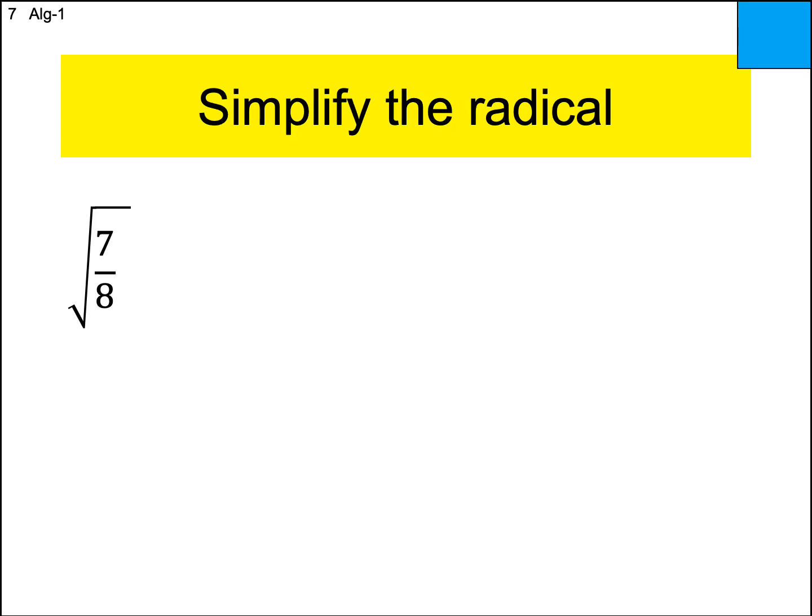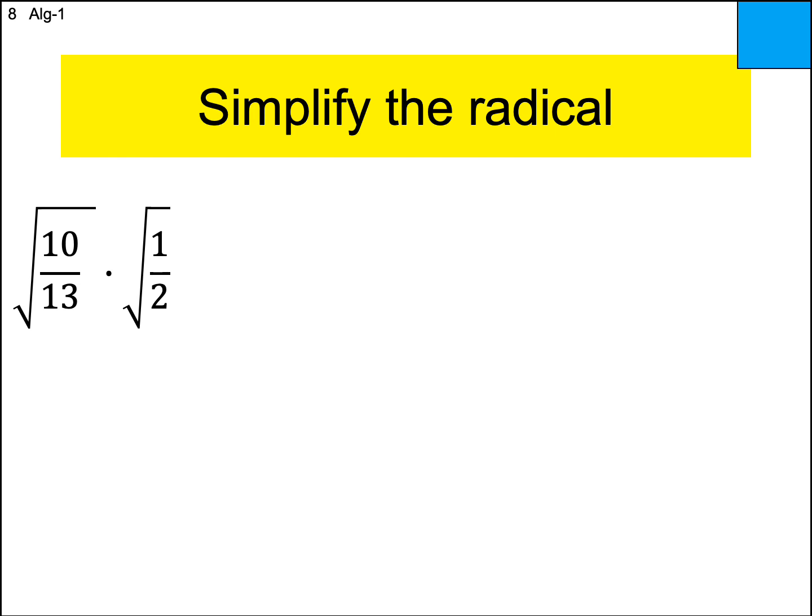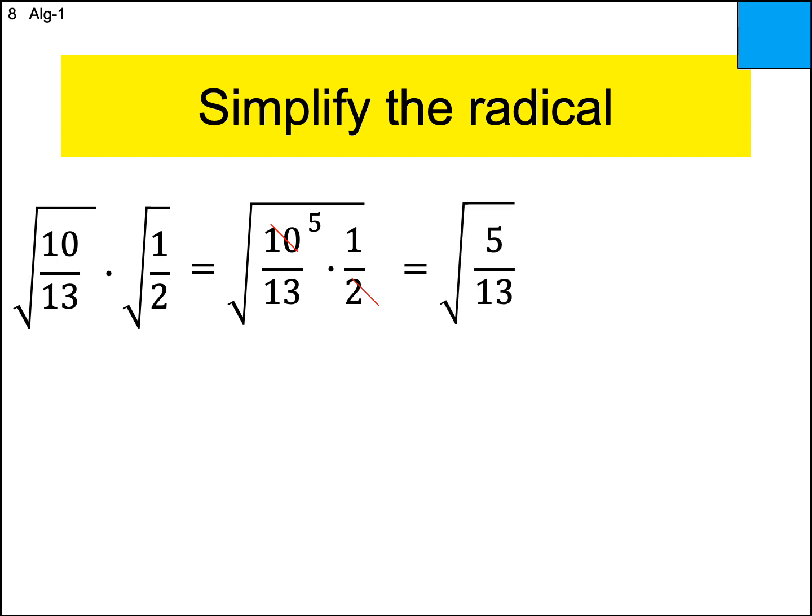All right, so we have the square root of 7/8. All right, let's do another one. Two fractions we're going to multiply, so that's pretty easy. Let's see, 10 times 1 and 13 times 2. I can do some cross reduction first. 2 goes into 2 once, 2 goes into 10 5 times. So 5 times 1 is 5, and 13 times 1 is 13.